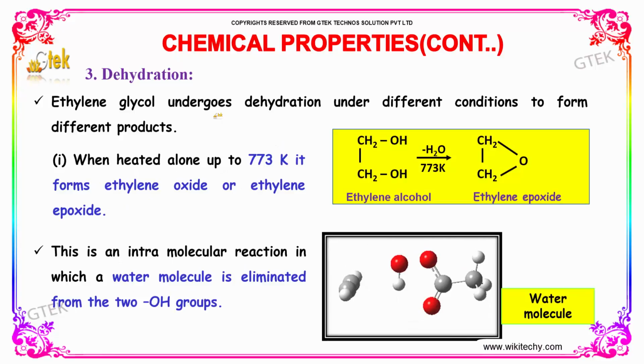Ethylene glycol undergoes dehydration, that is removal of water, under different conditions to form different products. When heated alone up to 773 Kelvin, it forms ethylene oxide or ethylene epoxide. Epoxide is nothing but a closed ring structure with oxygen at the center. This is an intramolecular reaction in which a water molecule is eliminated from the two OH groups. That is, this OH and this hydrogen are removed, forming water as a side product, and this oxygen needs another bond, so it joins with the carbon here.